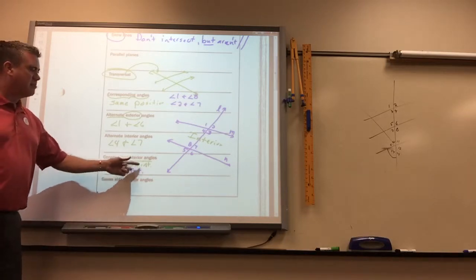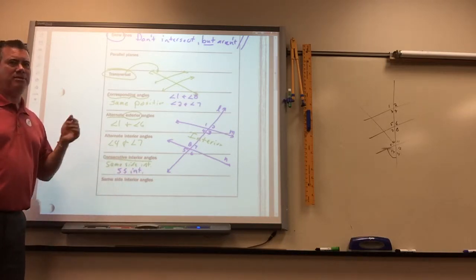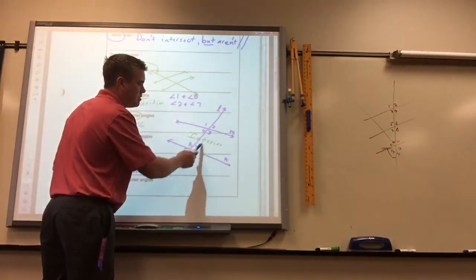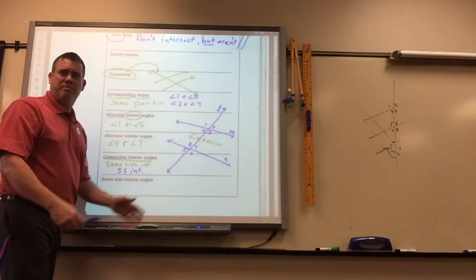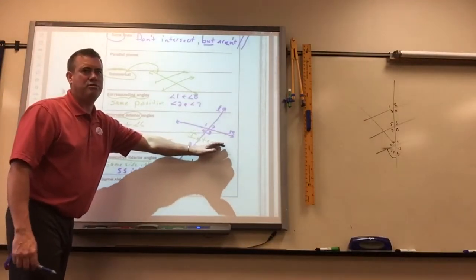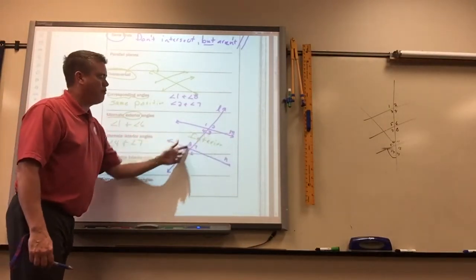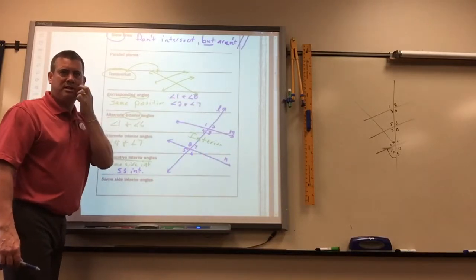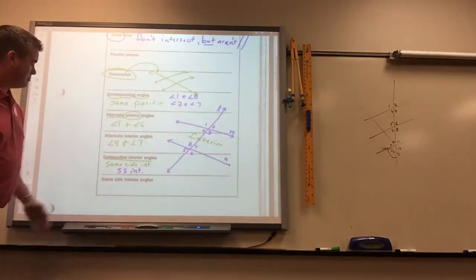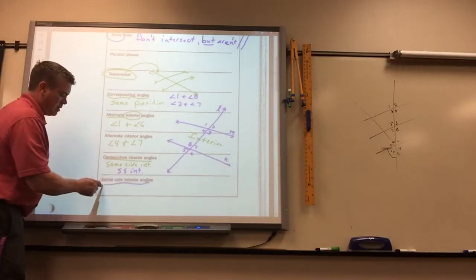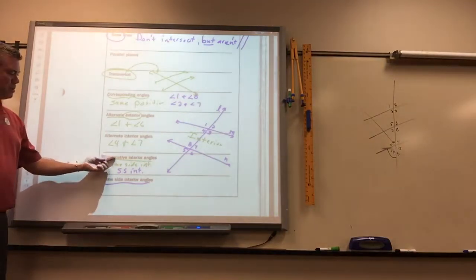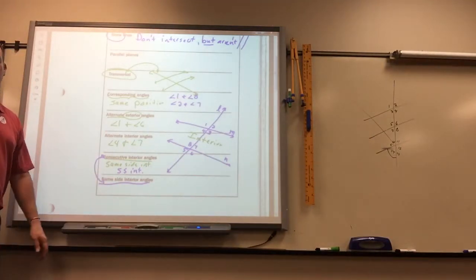But same side interior or consecutive means in a row, would be 3 and 7 are same side. Does that make sense? Same side of the transversal. Or 4 and 8 are on the same side of the interior. Make sense? Oh, I didn't even see they had it written here. They mean the same thing. It's just like I said, some books use this, some books use that.